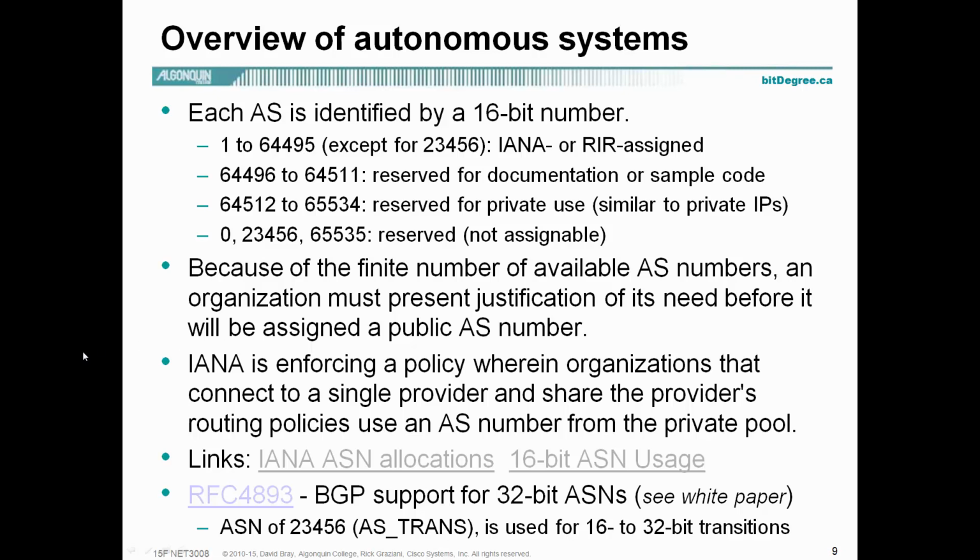So because of the finite number of available AS numbers, an organization has to provide justification before it will be assigned a public number. And now, more than ever, IANA is enforcing a policy where if you connect to a single provider and you share that provider's routing policies, in other words, you don't have your own policies and there's no need for them, then you're going to use an AS number from the private pool, and we'll look at how that happens later in this series of lectures on BGP.